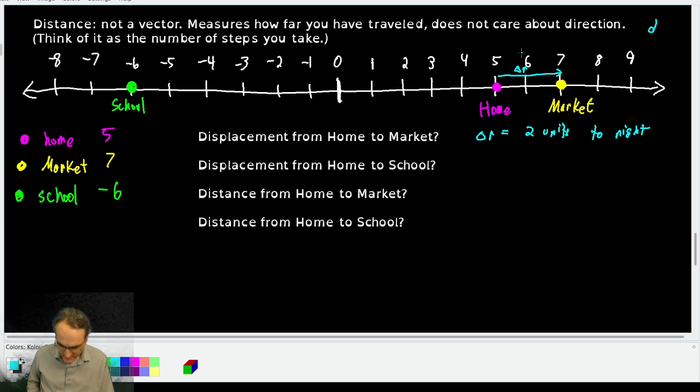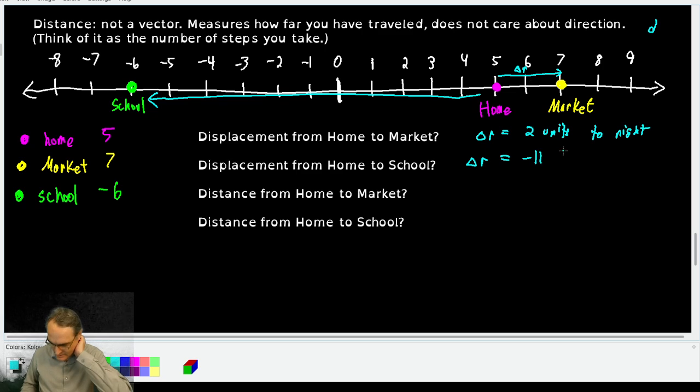Okay, then we can look at what happens with the school for the second part. We have to go the other way. We're going to have a -6 and then minus the 1 to get to your home, so -6 minus 5. Delta r in the second case would be, let's see, 5 and 6 is -11 units, or 11 units to the left.